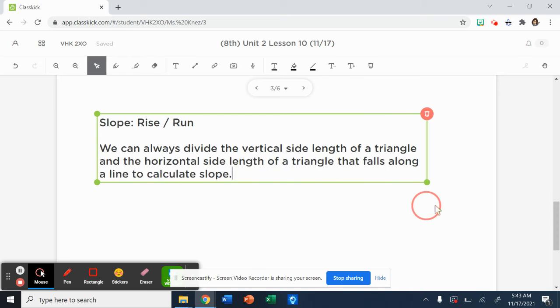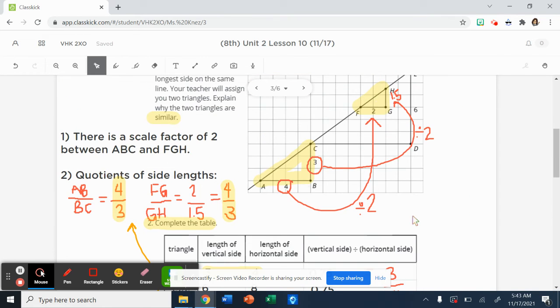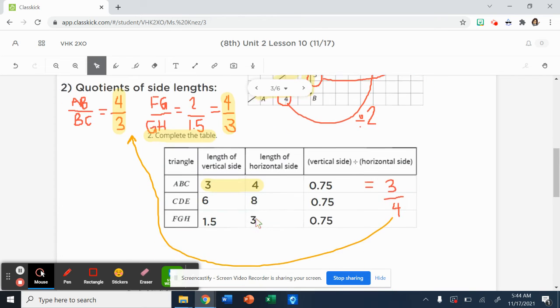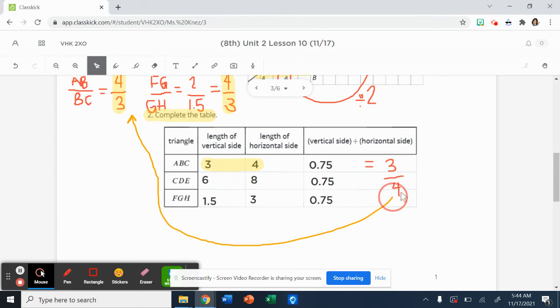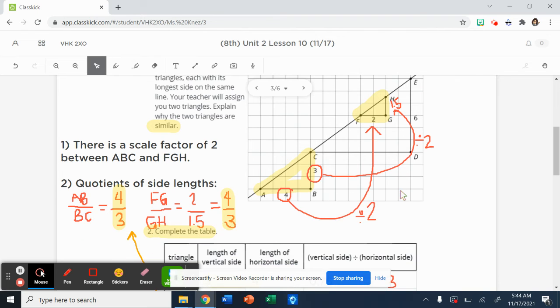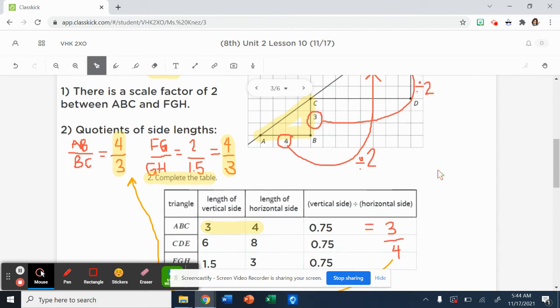So, for example, in this line here, no matter which triangle we pick, as long as we calculate the rise, the vertical distance, divided by the run, we end up with the slope. So the slope of this long line here is 3/4. And the reason why it's 3/4 is because for any triangle that connects with the line as its hypotenuse, the vertical side divided by the horizontal side is 3/4.